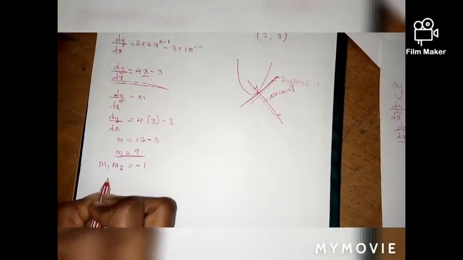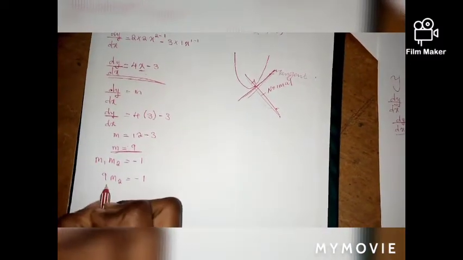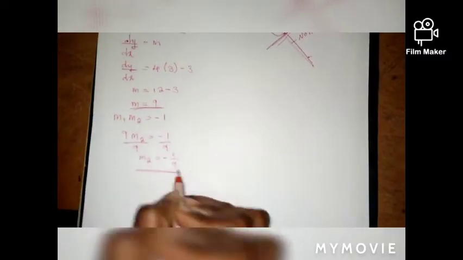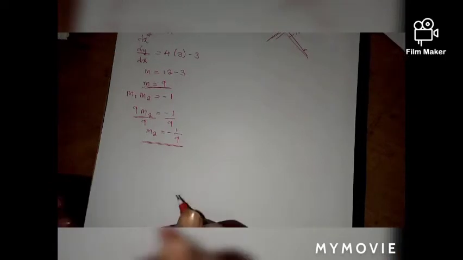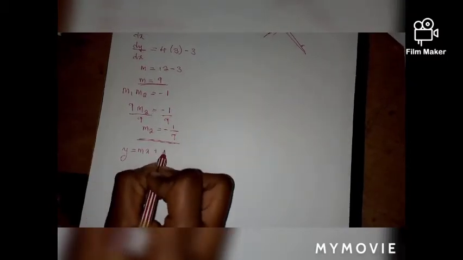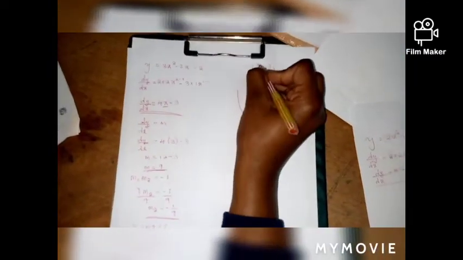So our first gradient is 9, then m1 times m2 is equal to negative 1. To make m2 the subject of the formula, we're going to divide by 9. So m2 is equal to negative 1 over 9. When you end here, you know that you're almost reaching the final answer. So we'll go further into saying the formula for the equation is y is equal to mx plus c. We've been given the coordinates which we'll have to use. So our y is 7, our x is 3. So we'll replace to find the constant.